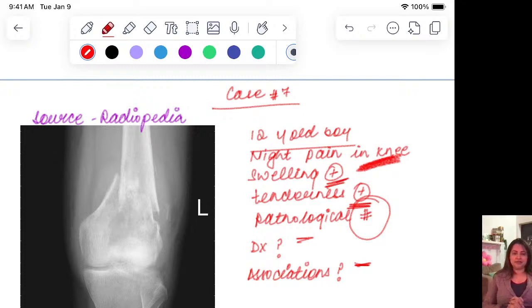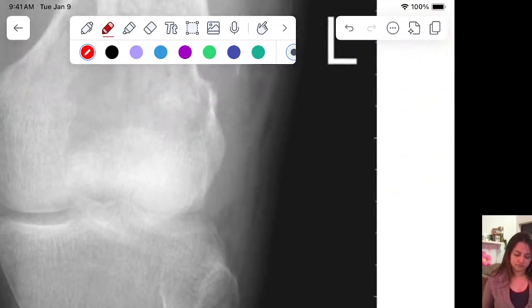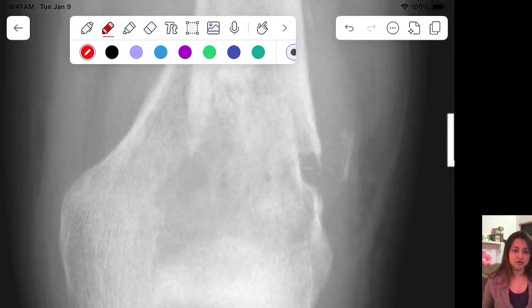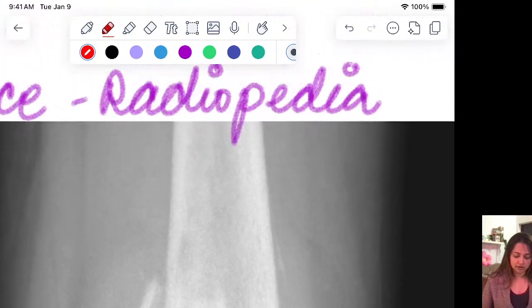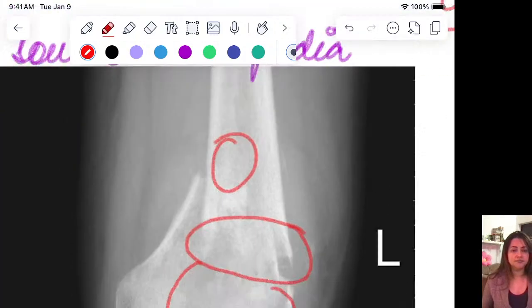Whenever you are given a picture like this, you have to look at different features. Any one of you? What's given here? What's the diagnosis and what are the associations of this condition? First of all, look here. If I magnify this image, this is a pathological fracture taking place. The fracture is at the distal end, or the metaphysis, of the femur. There are lucent areas, lytic areas, in between.